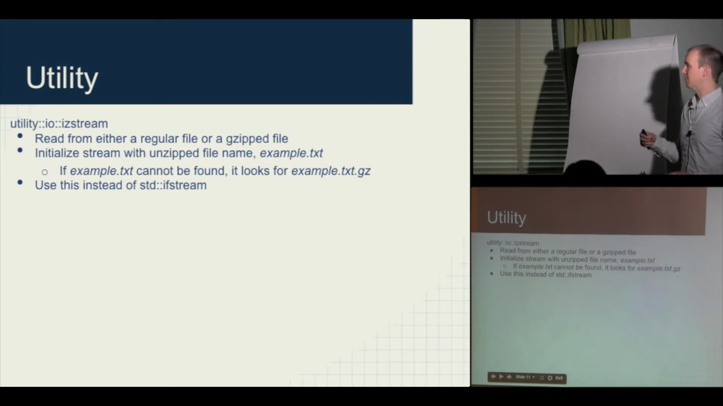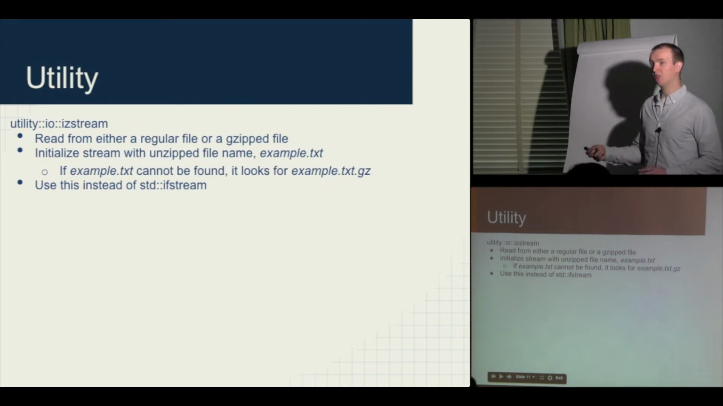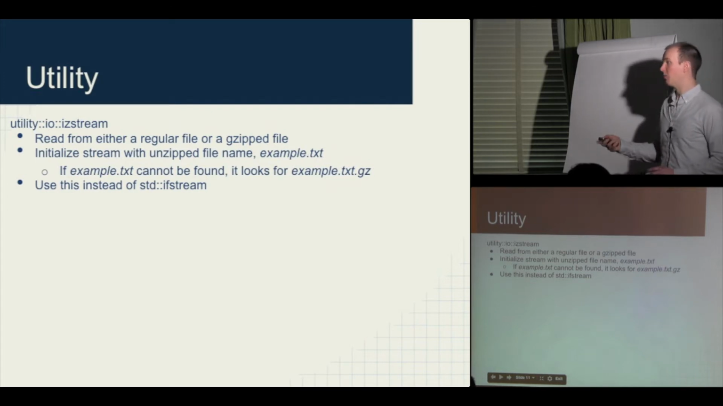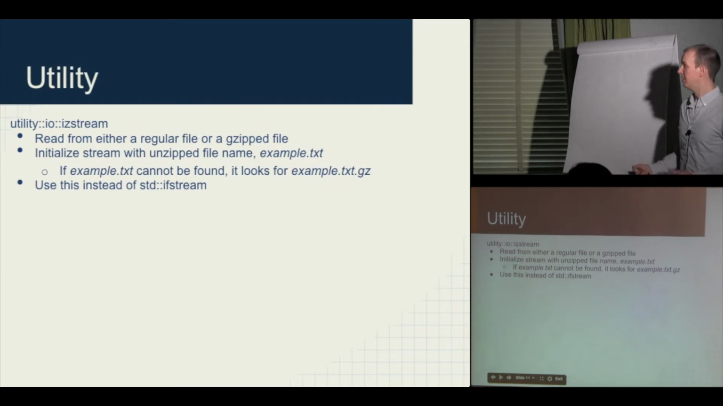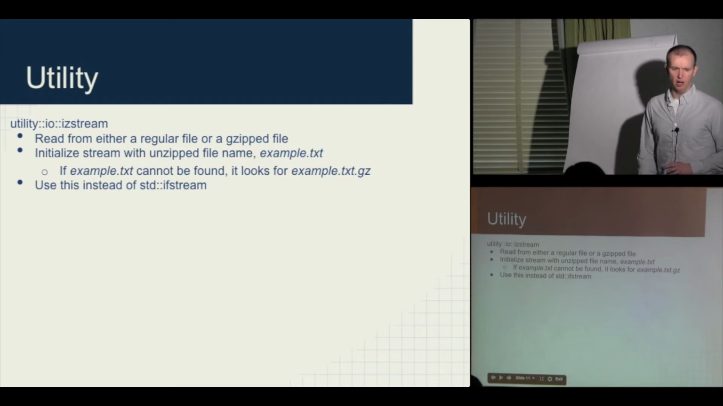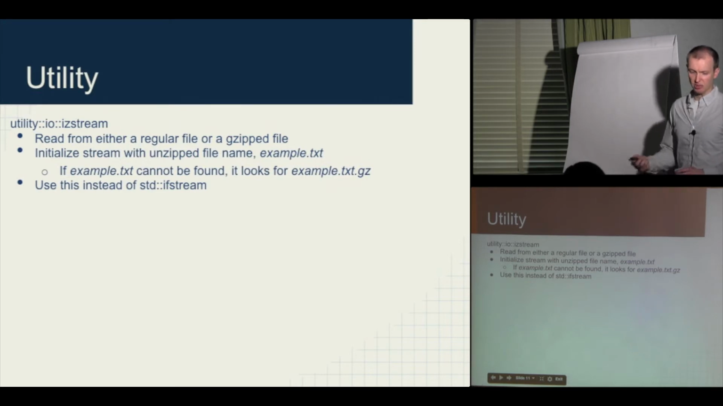The other thing that it wraps is a gzipped file. And so if you try to open a file and it's not there, it will automatically look for the .gz form of that file. So it'll take the name and append .gz. It'll try to open it as a zipped file, and if it finds it, it'll just read from that the way it would from a standard file. So it'll decrypt it, or unzip it, as it's going.